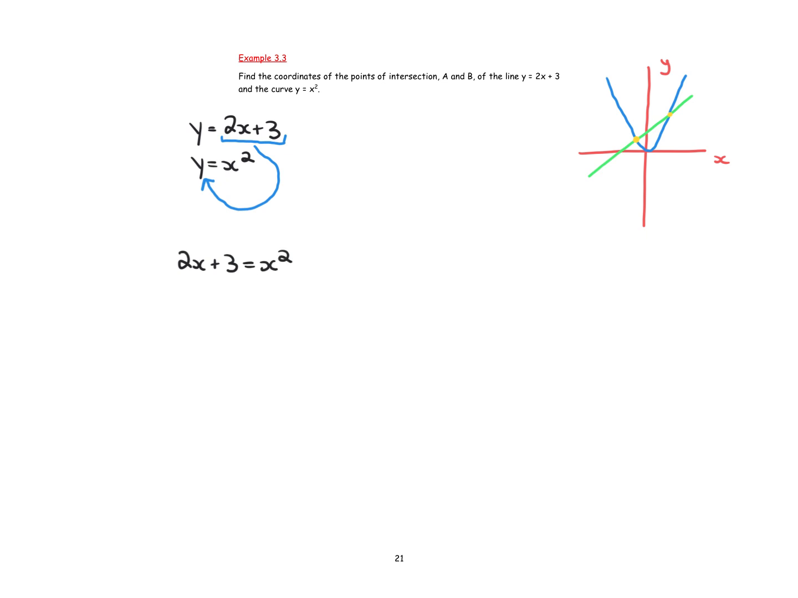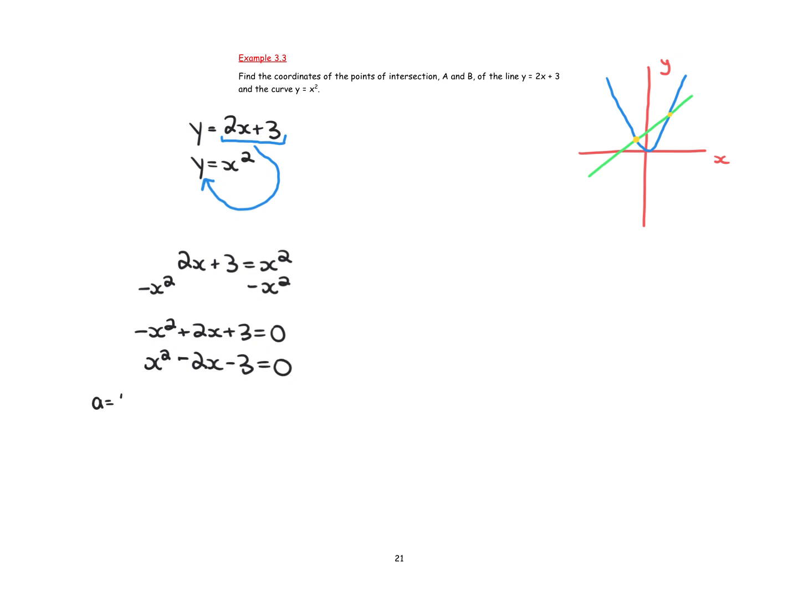Now, I want this to be a quadratic. What I'm going to do is let this equal 0. And to do that, I'm going to minus x squared from both sides. And I'll be left with minus x squared plus 2x plus 3 is equal to 0. I find it much easier to work with quadratics when the x squared is positive. Therefore, I'm going to change all of the signs. And I can do this as it is an equation. If this was an expression, you wouldn't be able to change all the signs, but because it's an equation, we can. Therefore, this will become x squared minus 2x minus 3 is equal to 0.